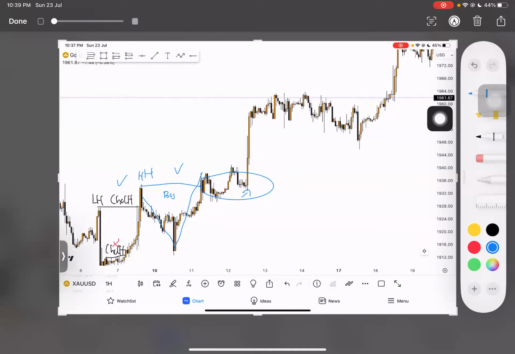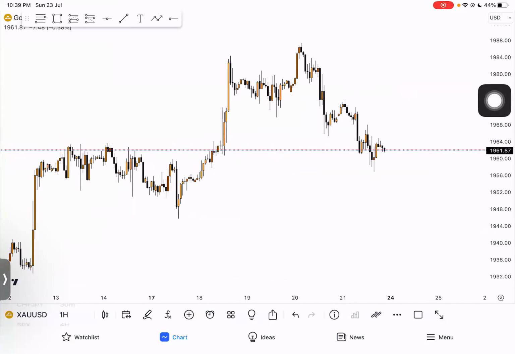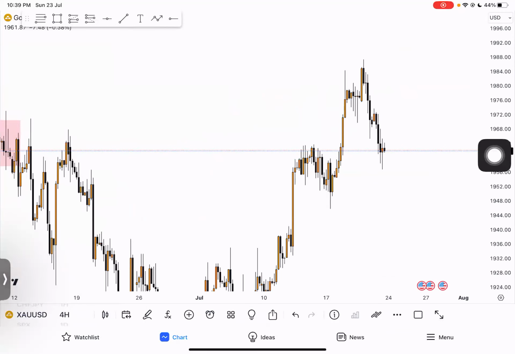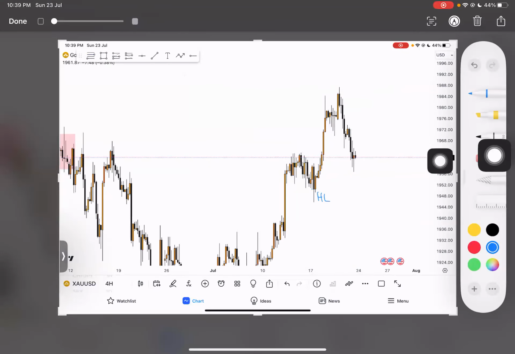So meaning break 1950 will be the change of characters. Right now actually already change of characters, but based on H1 only. The previous H4 higher low, I would say the higher low is nearby this area, which is somewhere around 1945. If we break out here, we already have the change of characters.